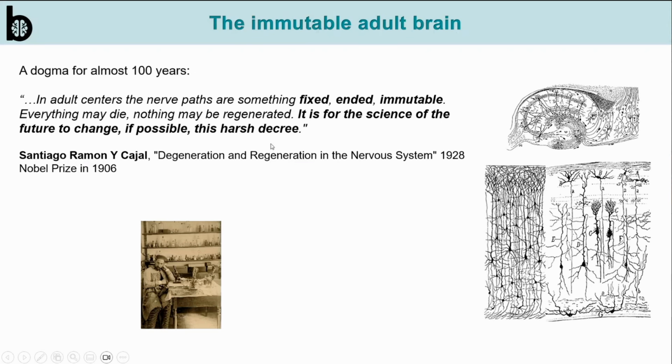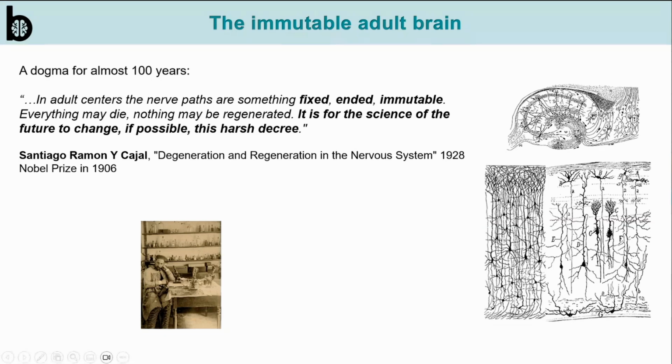So at that time, he thought that it was impossible to have some kind of regeneration in the brain because of these really complex structures and this complex network. But he also said something really interesting, which is: it is for the science of the future to change, if possible, this harsh decree. So at that time, the idea was that this was not possible. New neurons, being post-mitotic cells, were not capable of dividing, and he thought that there was no possibility to have new neurons in the adulthood.